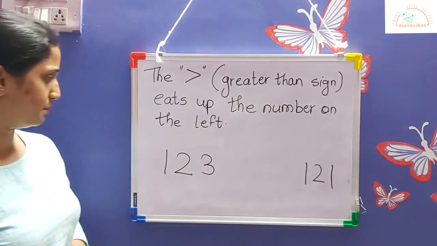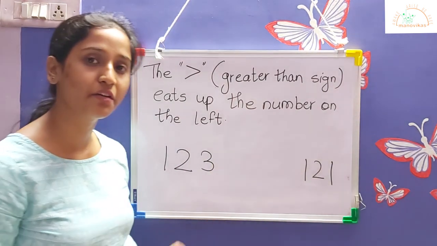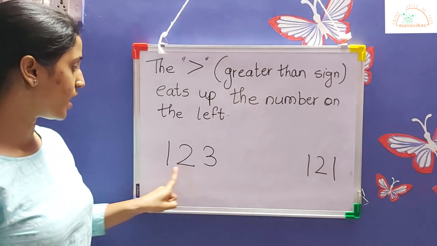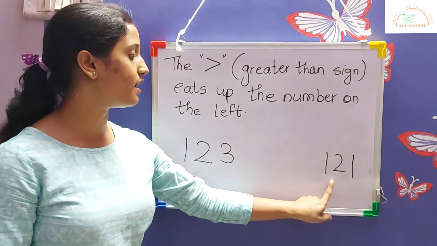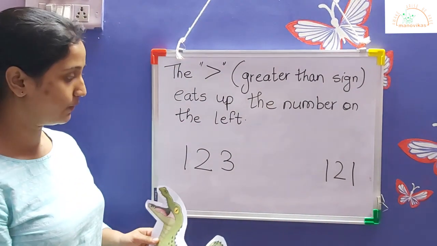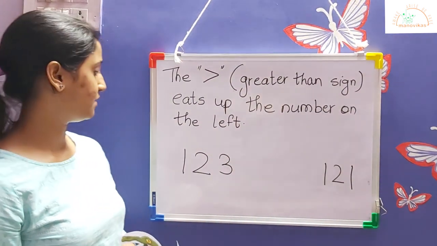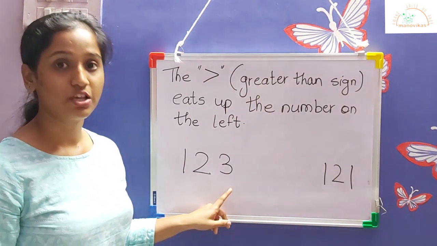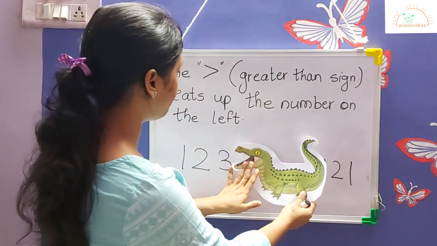Now can you differentiate and tell me which is the bigger number here? There are two numbers which are given. First number is 123 and the second number is 121. So we have the alligator here. So can you tell me which is the bigger number? Yes, correct. We have 123 as the bigger number. So the alligator is going to eat the bigger number.